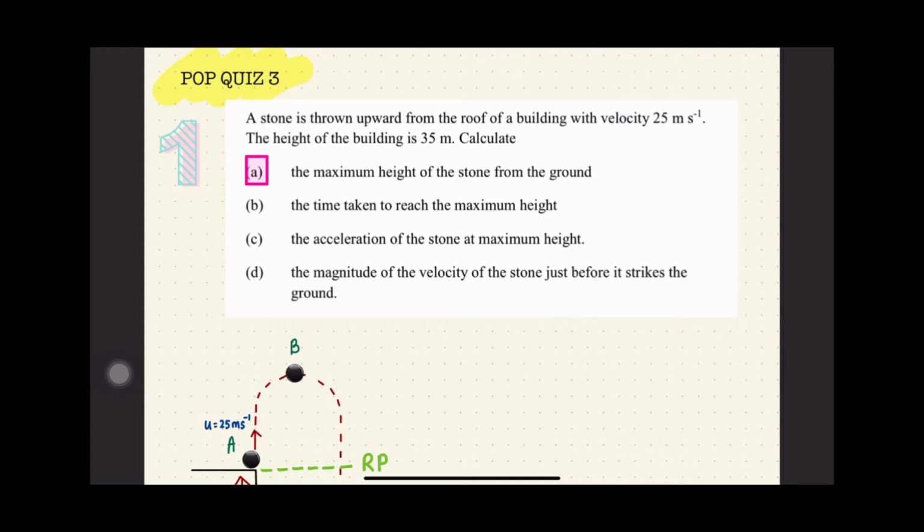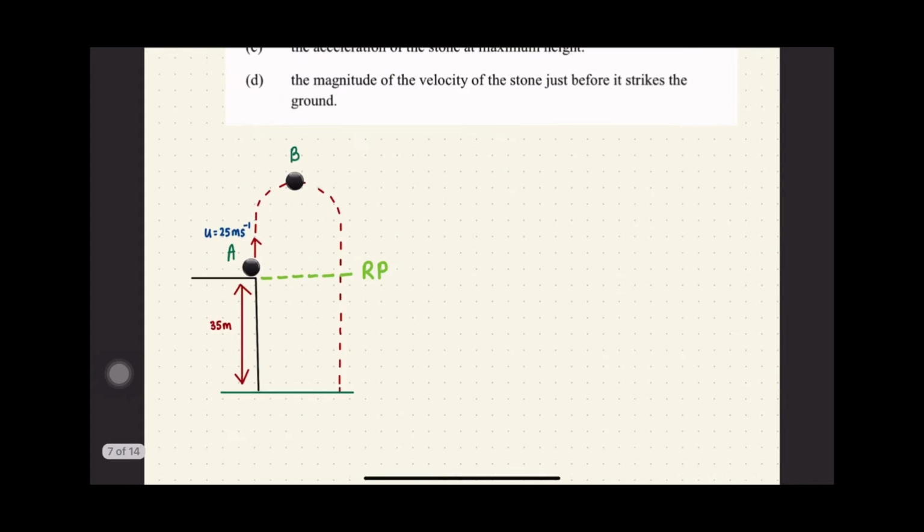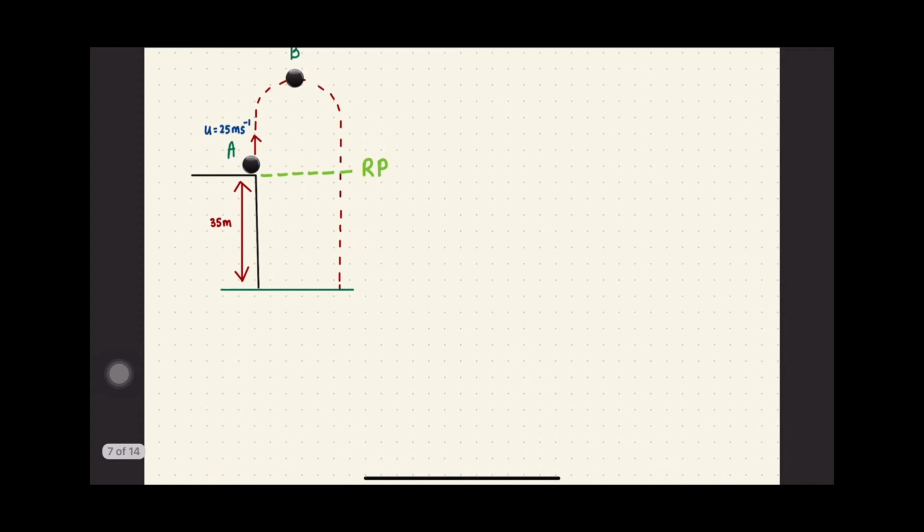Question number one. A stone is thrown upward from the roof of the building with a velocity of 25 meters per second. The height of the building is 35 meters. Calculate the maximum height of the stone from the ground.